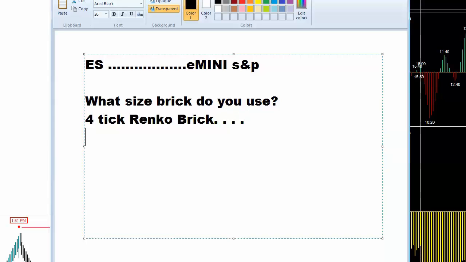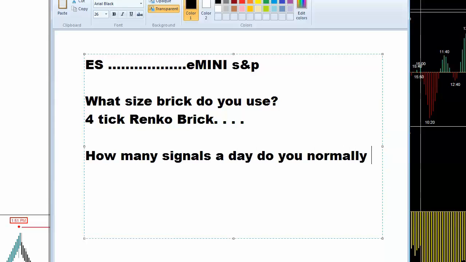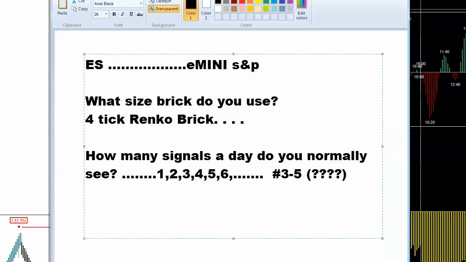That's fine. The other question we asked was how many signals a day do you normally see? We have the ability to overlay different time frames, so we can look at signals from a 1 minute, a 2 minute, a 3 minute, a 4 minute, a 5 minute, a 6 minute. He determined that he wanted to see between 3 to 5 signals a day, which is about as many moves as he was used to watching for in the Emini S&P, and that's fine. That helps us determine which time frame we're going to overlay on top of the RENKO bars.